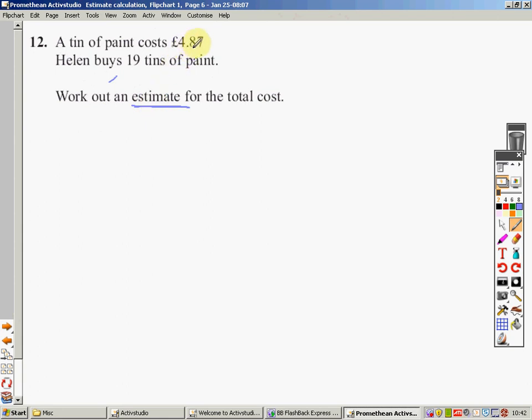So £4.87, that's going to be £5. 19 tins, that's almost 20. One significant figure, it is 20. So your estimate is going to be 5 times 20. 5 times 2 is the 10, add the 0. Well, £25 notes is 100, we know it's right. The estimate is £100. Dead simple.